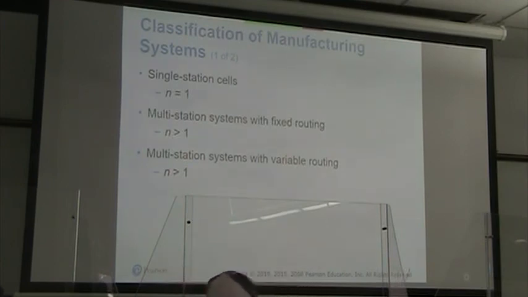So, our classification of manufacturing systems, we might have single station cells where n equals 1. We might have multi-station systems with fixed routing, in which case n is greater than 1. And we might have multi-station systems with variable routing, in which case we're still saying n is greater than 1.